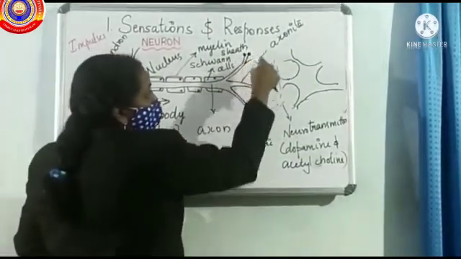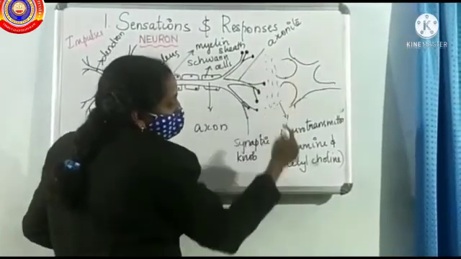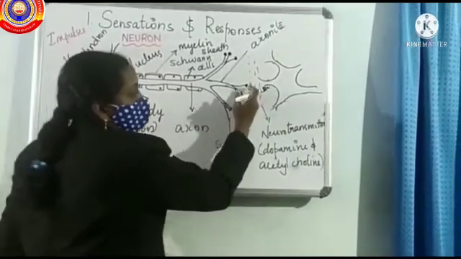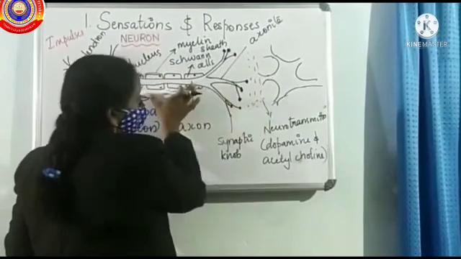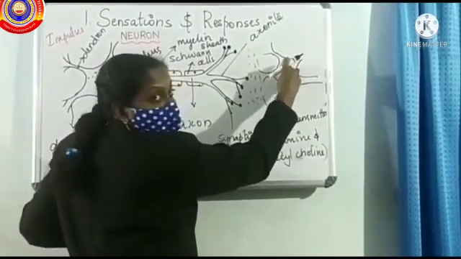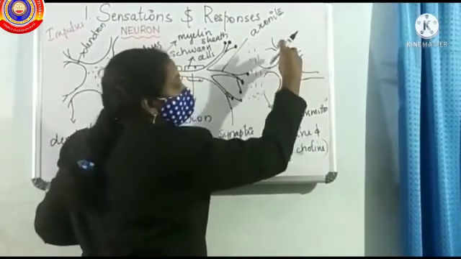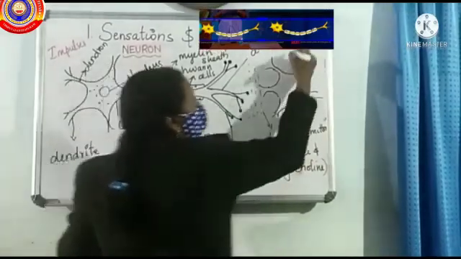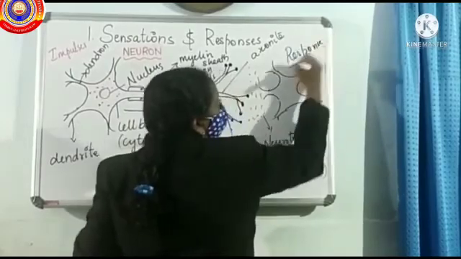When the electric impulses reach the synaptic knob, they secrete a neurotransmitter. Once again, when the electric impulses reach the synaptic knob, they secrete a chemical substance. With the help of this chemical substance, the messages move towards the dendrite of the adjacent neuron. These impulses move through the neuron and as a result, response takes place.